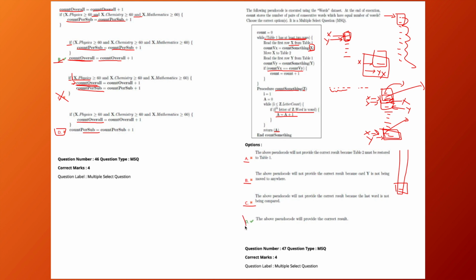So the only correct answer to this multiple select question is option D, which says the above pseudocode will provide the correct result, because we are doing everything possible so that we are not missing out on any of these comparisons of consecutive words in this particular data set. So therefore we have found the correct answer to question number 46.